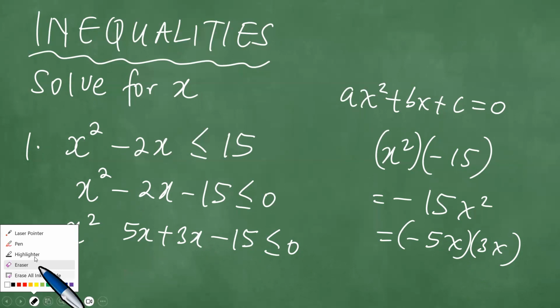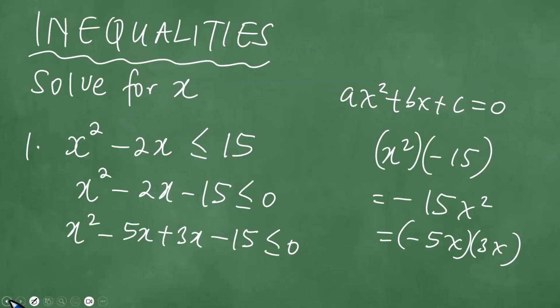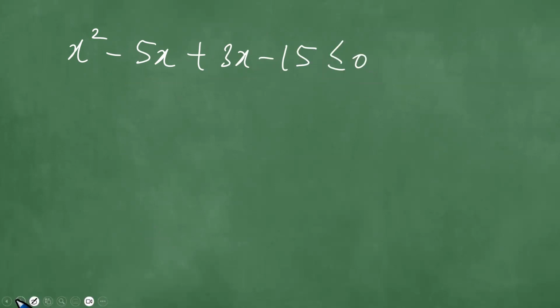Okay, so what are we getting here? Right, so we have x squared minus 5x, and then we have plus 3x minus 15 is less or equal to 0.